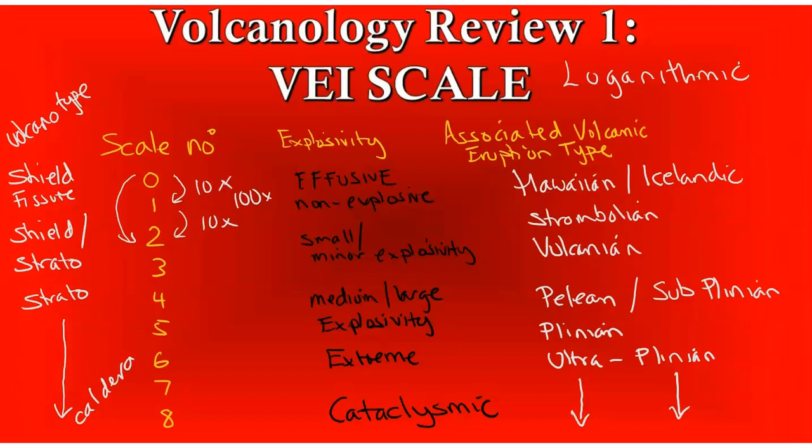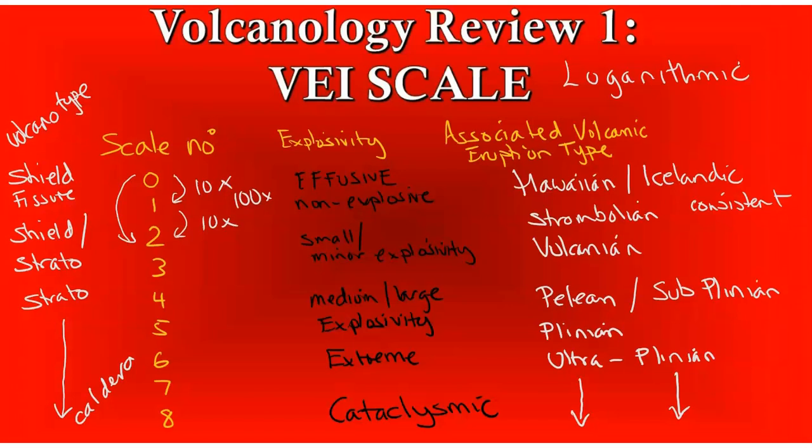So in terms of the explosivity, effusive is non-explosive and is basically lava, and this is shield and fissure volcanoes, and this is linked to a Hawaiian or Icelandic type of eruption. Then you get 2 or 3 on the scale, which is small and minor eruptions, and you get more ash and more ejecta volume and higher in the atmosphere, the ash cloud, and this is Strombolian and Vulcanian. And these are more common and they're more consistent with their eruptions. As you go further up the VEI scale, you get a longer time period between eruptions.